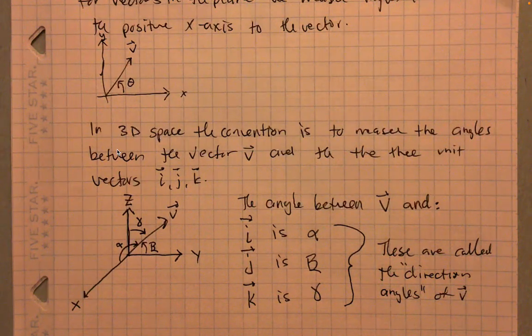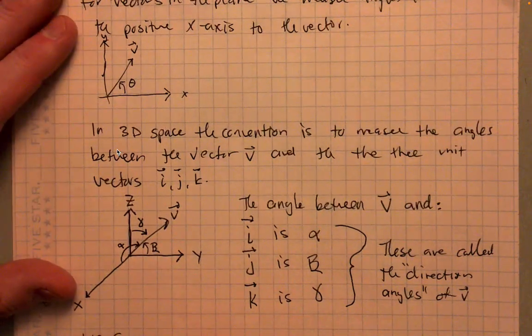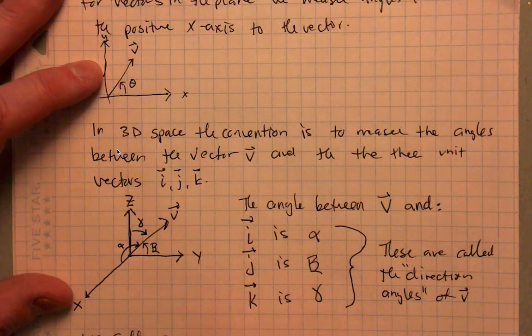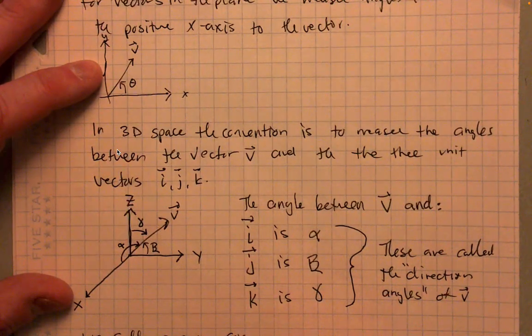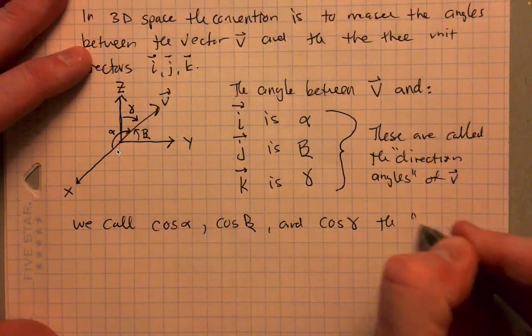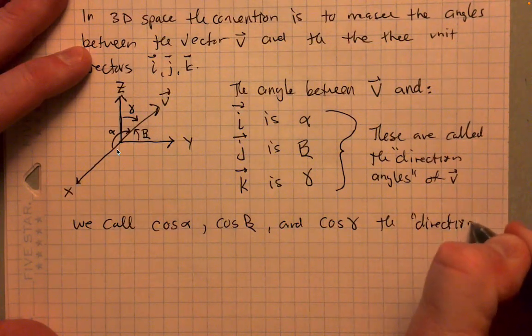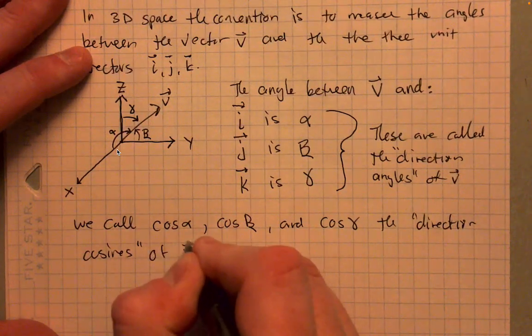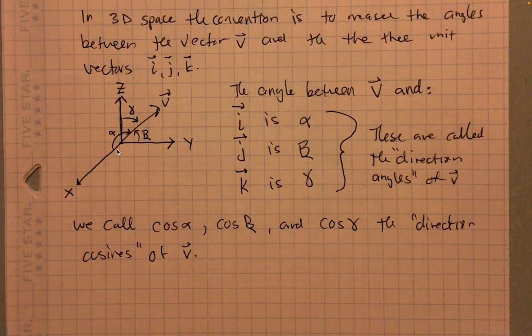And we call the cosines of these 3 angles, cosine of alpha, cosine of beta, and cosine of gamma, the direction cosines of the vector v. This will all come into play quickly.